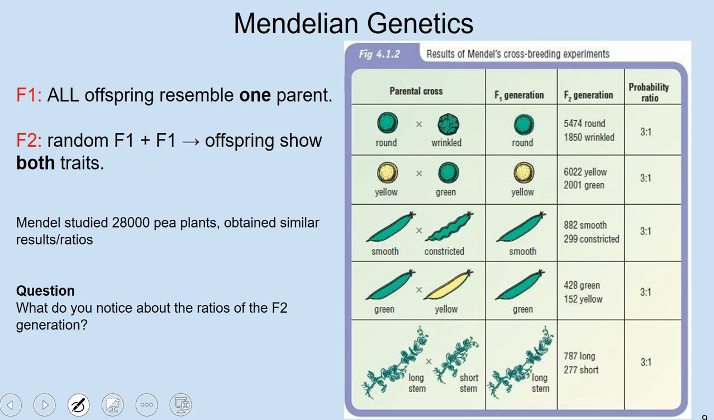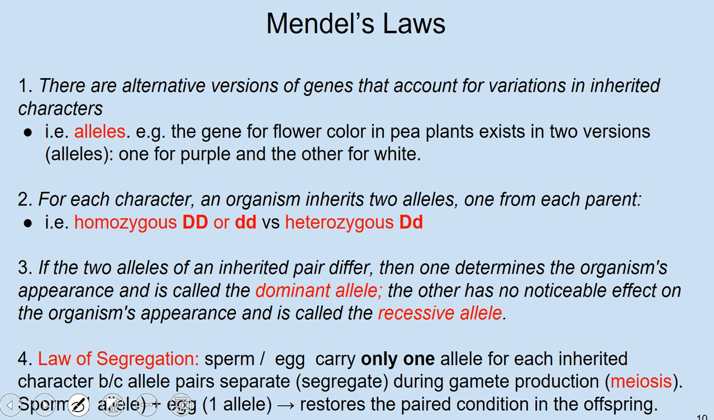He took specific traits, he bred them together with over about 28,000 pea plants. That's a lot of dedication. And he found that he obtained similar results as predicted by his studies. So through this, he came up with a series of laws, and these are: there are alternative versions of genes that account for variations in inherited characters. We call those alleles.